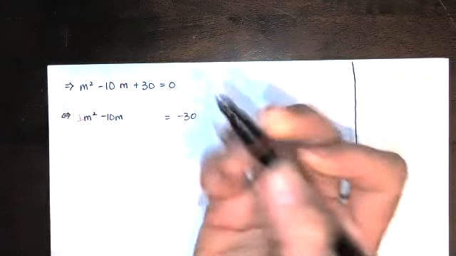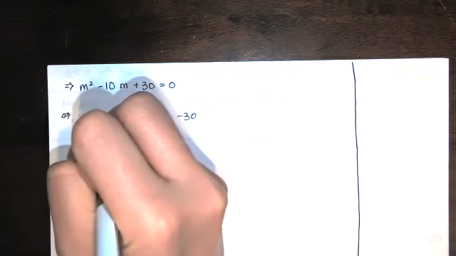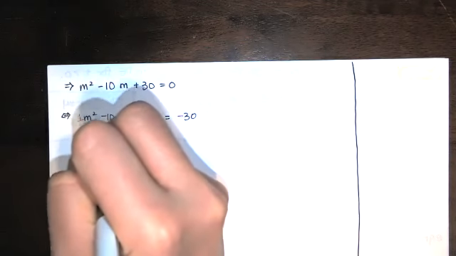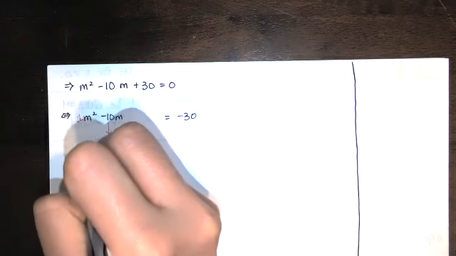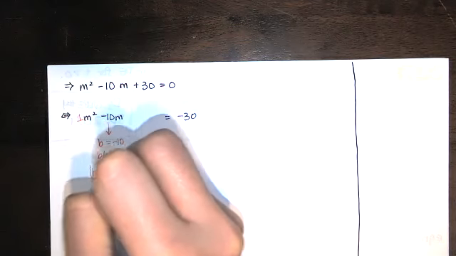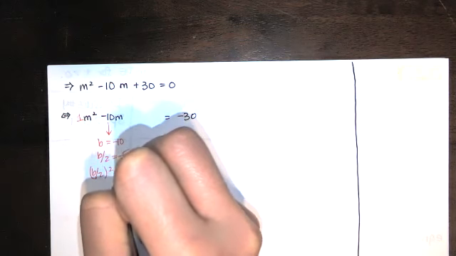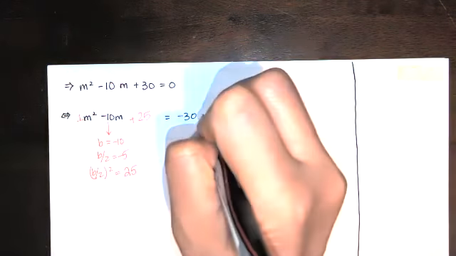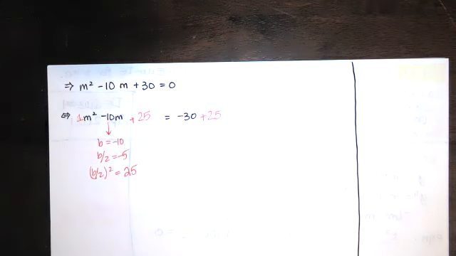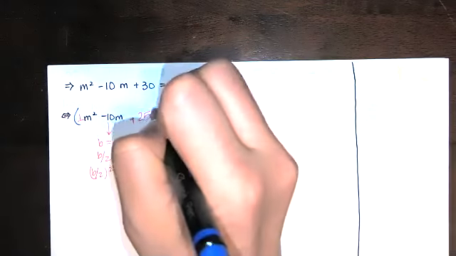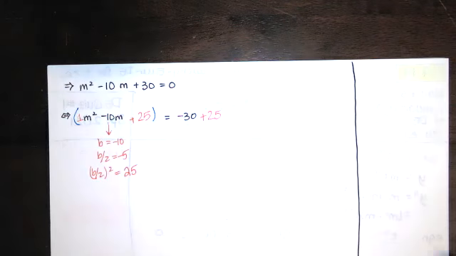There's a coefficient of 1 here, and there is. The number in front of the m is called b. You want to take half that, negative 5, and then you're going to square it. Negative 5 times negative 5 is positive 25. That's what you add to make that side a perfect square. And that's legal as long as you add the same thing to the other side. Then we want to write this as a perfect square, and then of course we want to simplify the right-hand side.